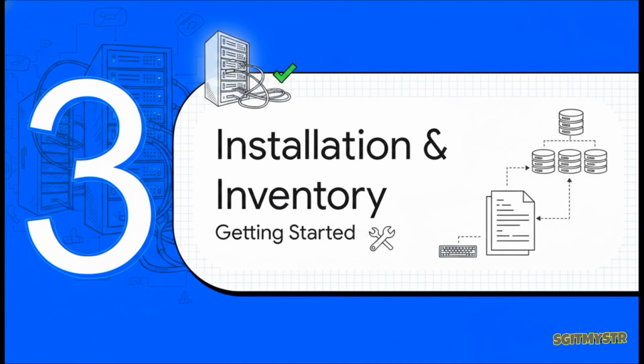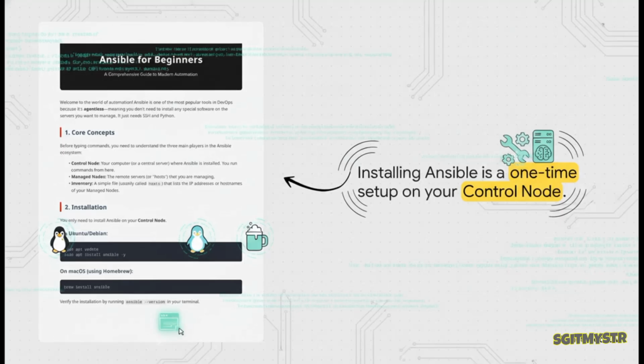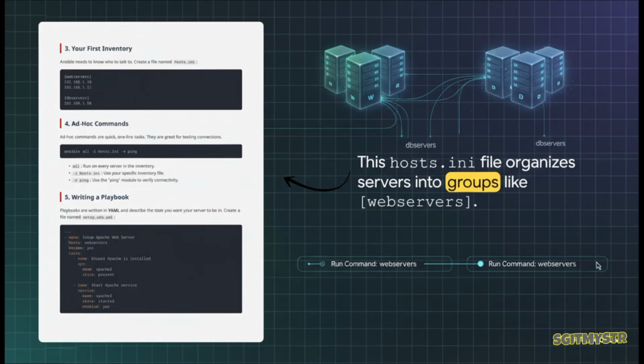All right, enough theory. Let's roll up our sleeves and get our hands dirty. It is time to install Ansible and create that super important inventory file. Installing Ansible is actually surprisingly easy. It's almost always just a single command, whether you're on a Linux box or a Mac using something like Homebrew. And remember, you only have to do this once on your control node. That's it.